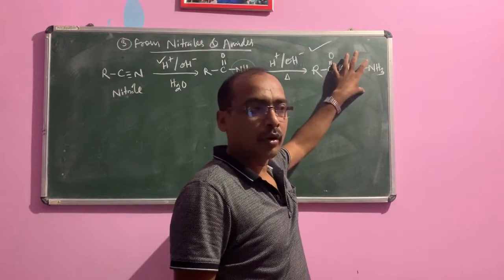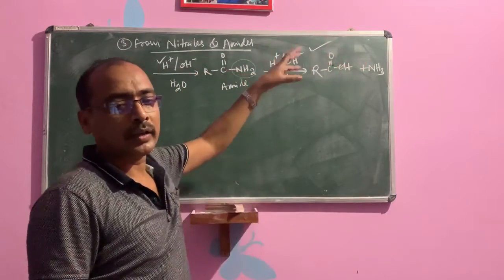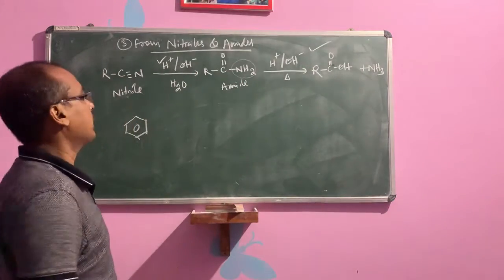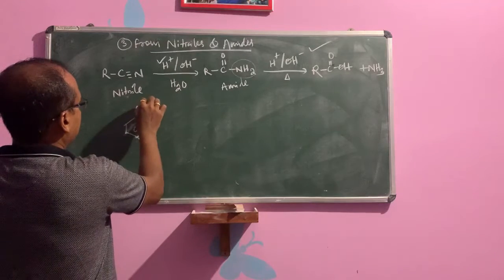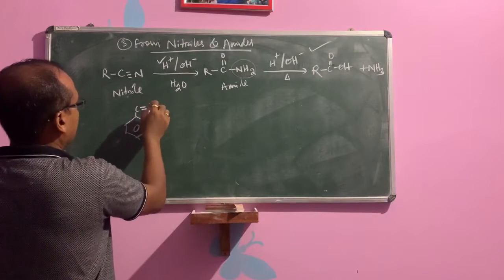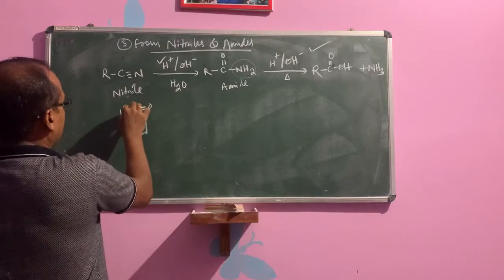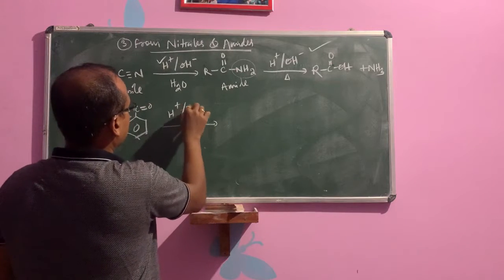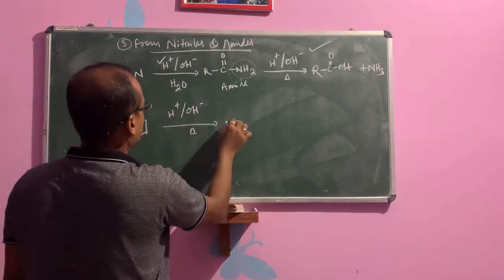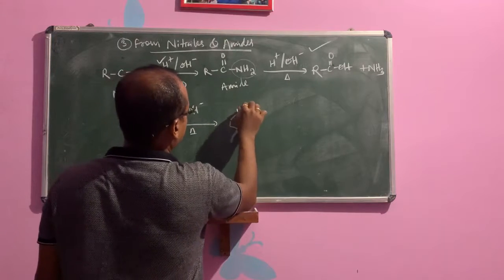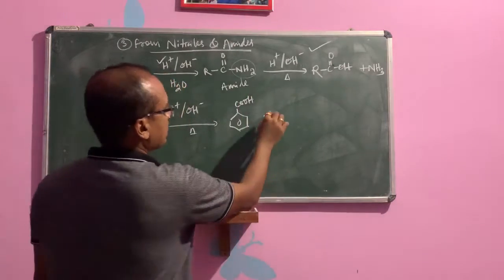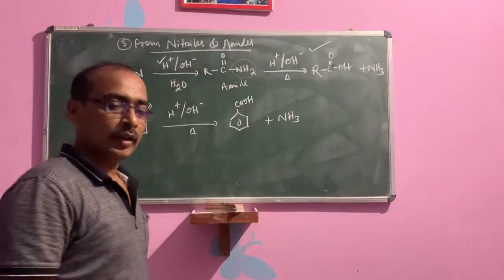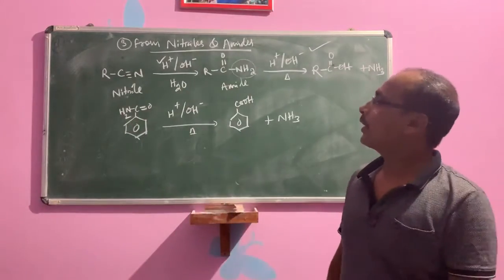So this is the aliphatic one. If you take the aromatic nitrile, or you can take the aromatic amide, that is C=O NH2, in the presence of H+ and OH- heat, it forms benzoic acid plus ammonia. So these are the preparations from nitrile and amide.